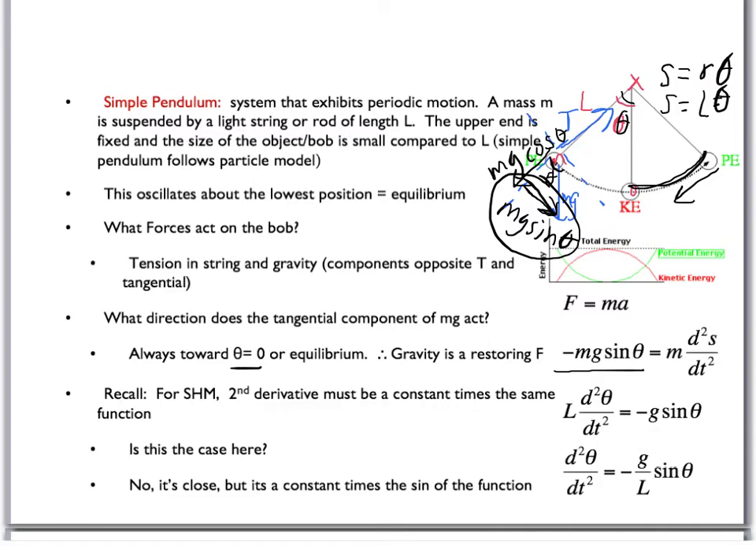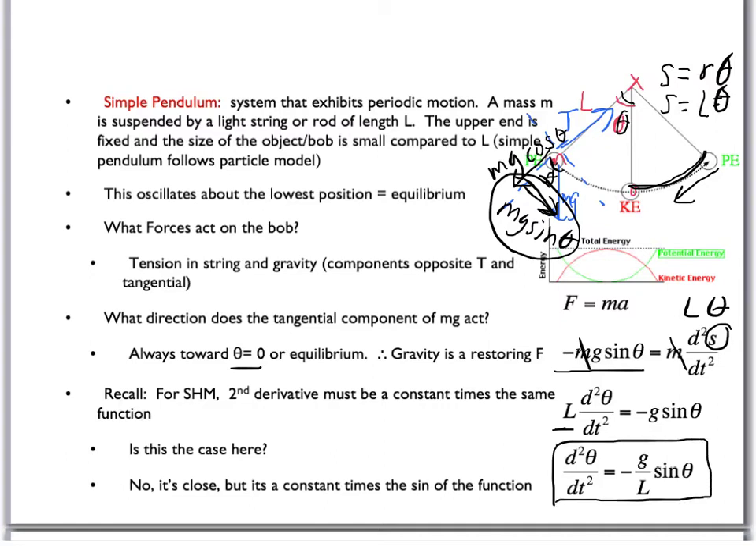Now, to simplify that a little bit, we could cancel out the m's, and we could also rewrite s as, again, L theta. So L could come outside of the differential, and we could write this as L times the second derivative of theta with respect to t, and that would be equal to a negative g sine of theta. Now, at this point, we could move the L over, and we come up with this expression here.